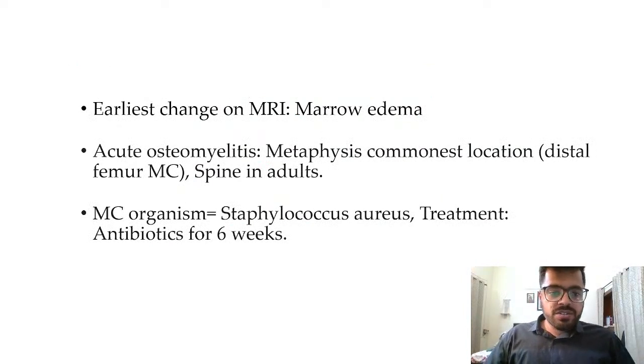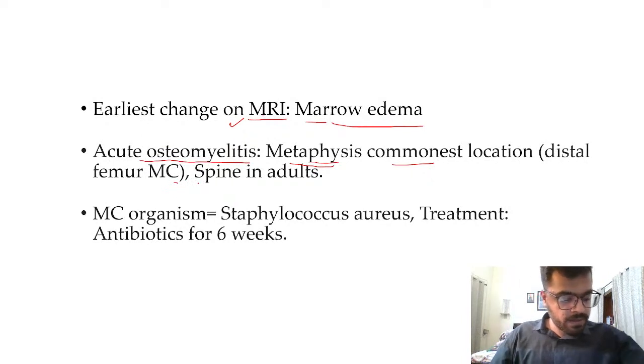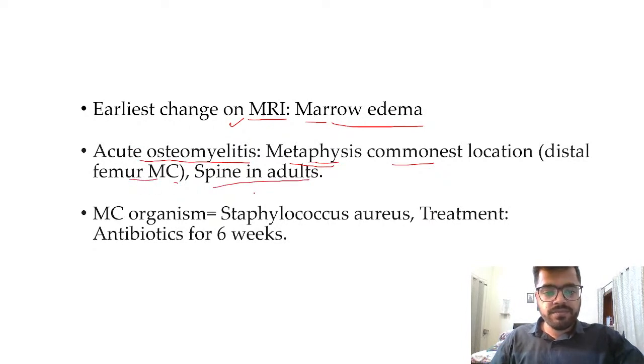So the earliest change on MRI, as we have already discussed, is marrow edema. Marrow edema is the earliest change on MRI. In acute osteomyelitis, metaphysis is the commonest site. Distal femur is the most common site, and spine is a common site in adults.